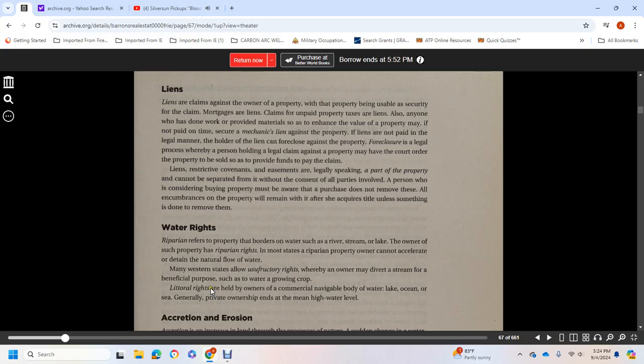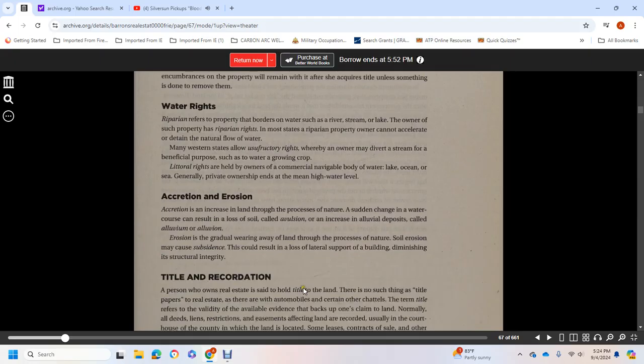watering crops. Littoral rights are held by the owners of property bordering a commercial navigable body of water, such as a lake, ocean, or sea. Generally, private ownership ends at the high water level.